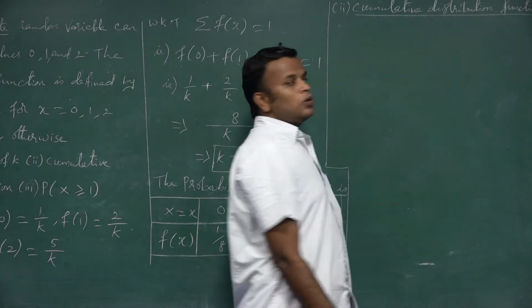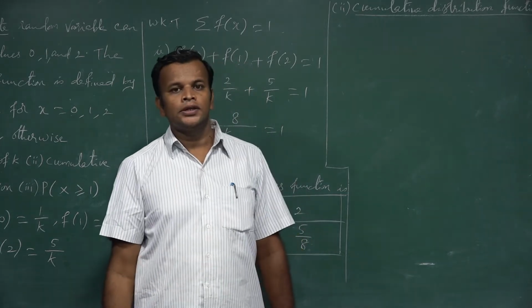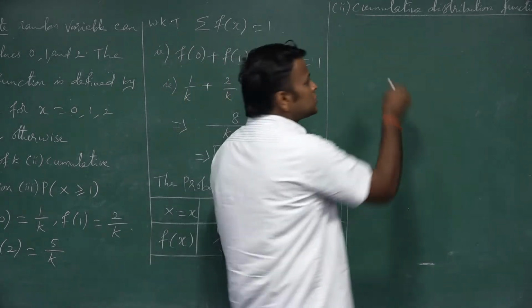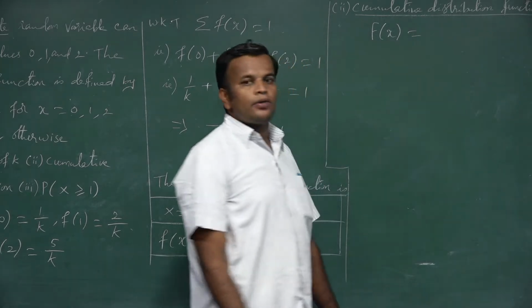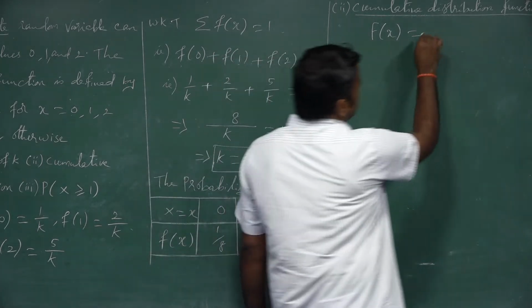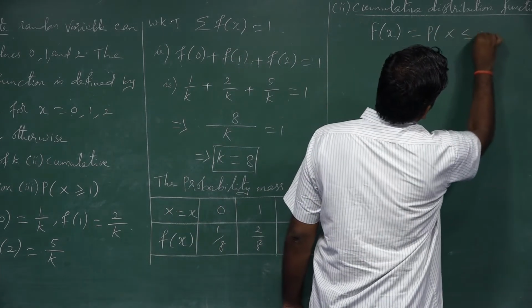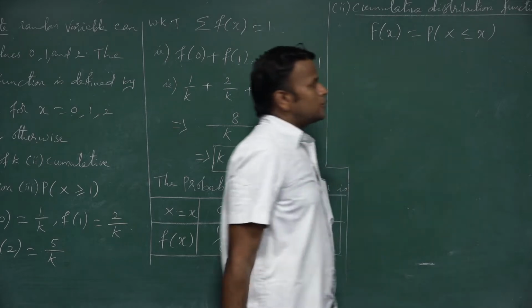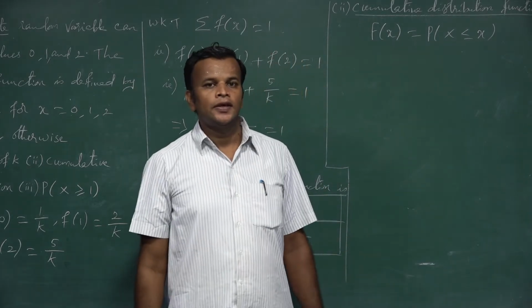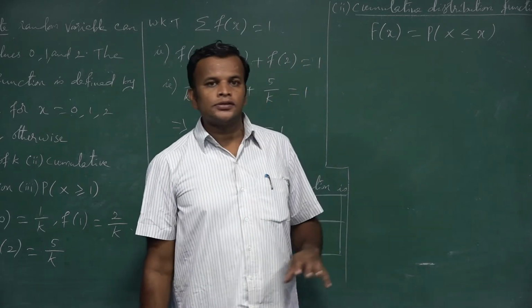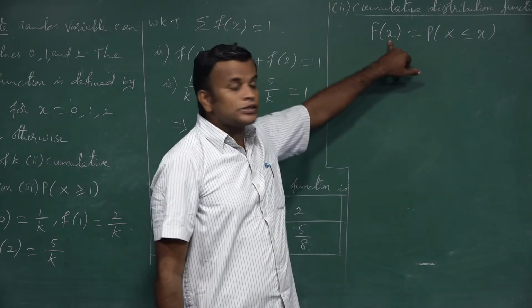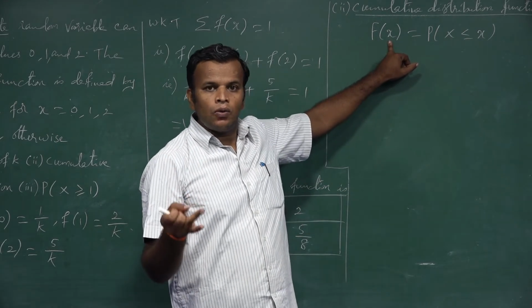First we write the formula of a cumulative distribution function. The symbol of a cumulative distribution function is capital letter F of x, and whose formula is P of capital letter X is less than or equal to small letter x. Next, we substitute all the possible values of the random variable x. The first values are 0, 1 and 2.